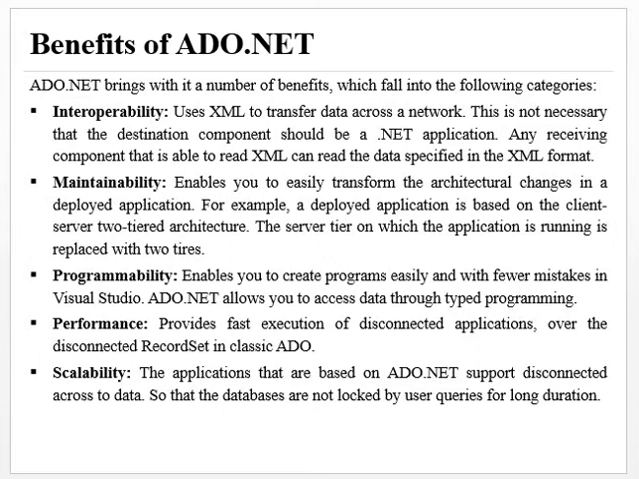Then, maintainability. If you want to change the architecture of your deployed application, it can be easily done in ADO.NET, because when you are developing an application in a client server 2-tier architecture, the server tier on which the application is running can be replaced. So a change from 2-tier to 3-tier, or 3-tier to 2-tier architecture, is easily possible, so we can maintain our application easily. So the second advantage is maintainability.